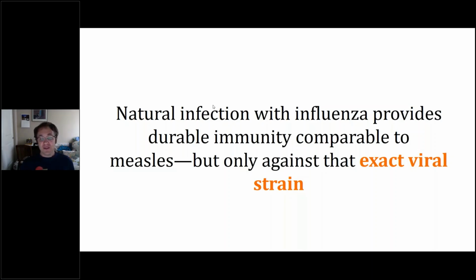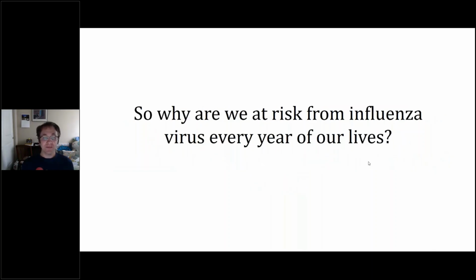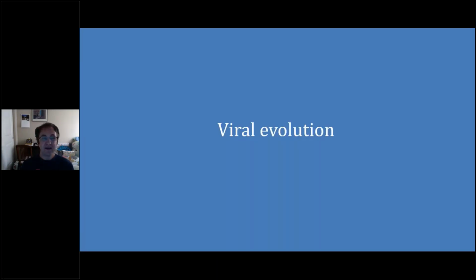But anyway, this shows that the problem that we face with an influenza vaccine is not that our bodies cannot mount a good immune response, but that immune response only protects us against that exact viral strain. And so the reason, of course, that we're at risk from influenza virus every year of our lives is simple. It's virus evolution. And that's the reason that someone like me, who's really more of an evolutionary biologist, is giving one of the first webinars in this series.